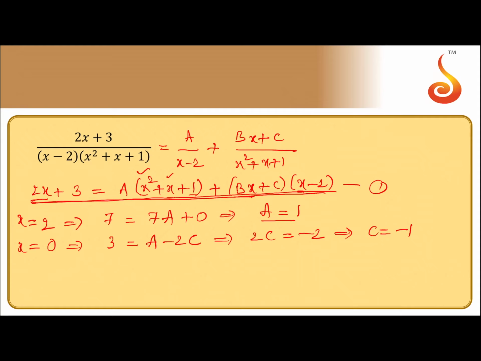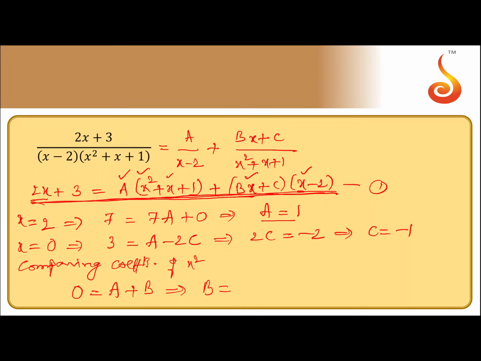And from condition 1, comparing coefficients of x² on both sides, the left-hand side is 0, and the right-hand side x² coefficient is a, and bx into x gives b. That gives you b = −a. Minus a means −1. So you got b and c.